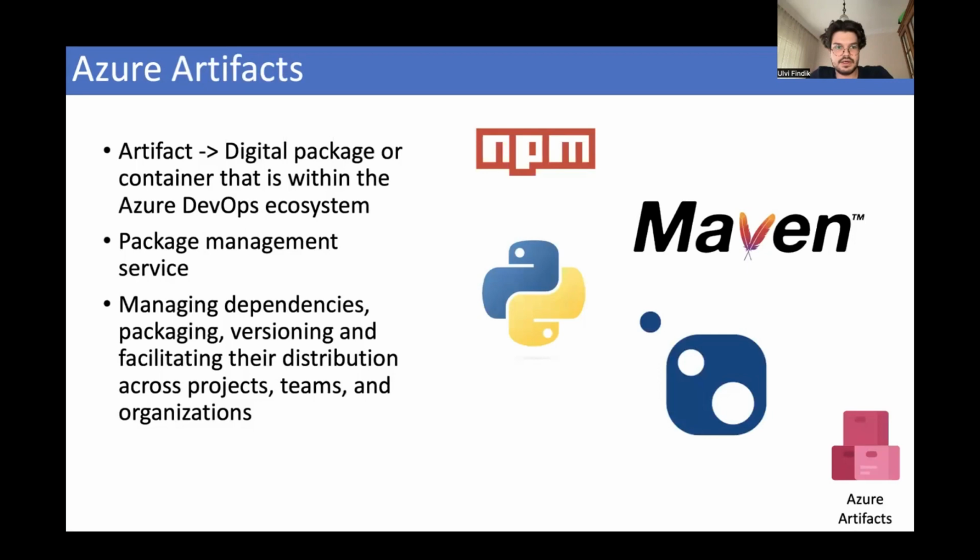Azure Artifacts, what's an artifact? First of all, it's a digital package or container within the Azure DevOps ecosystem. So in a way, it's a package management service, right? It supports npm, Maven, Python, and NuGet for C#. It allows its users to manage dependencies, manage versioning, and it also facilitates their distribution across projects, teams, and organizations.